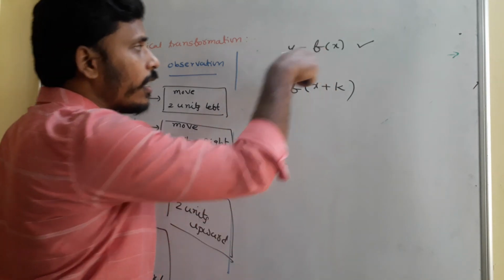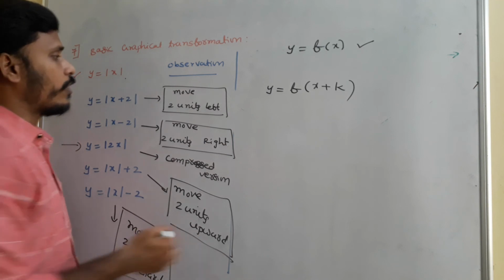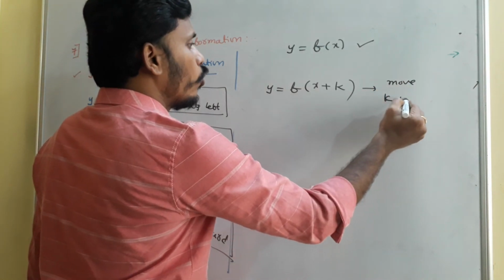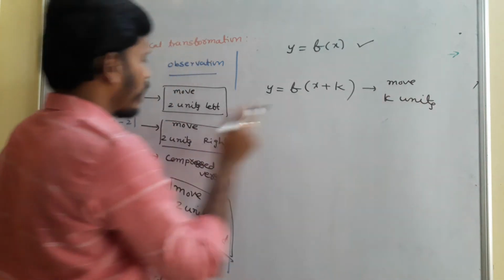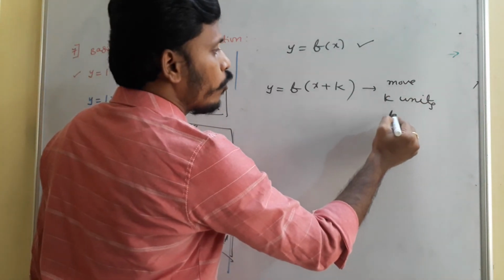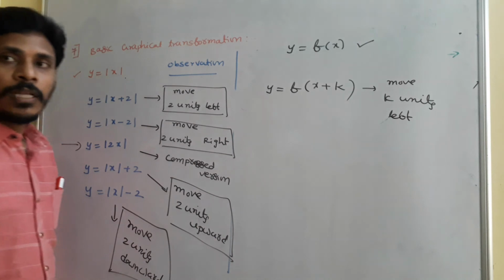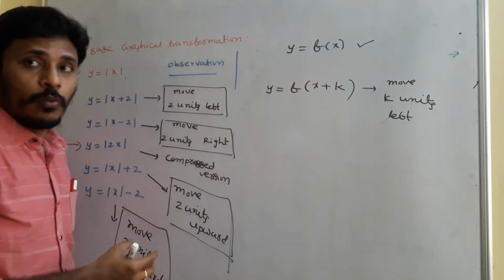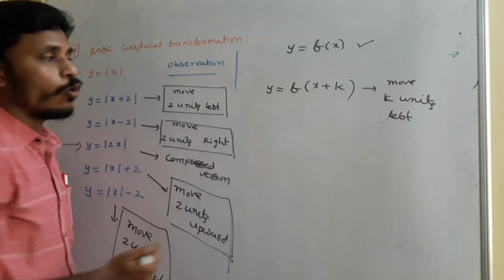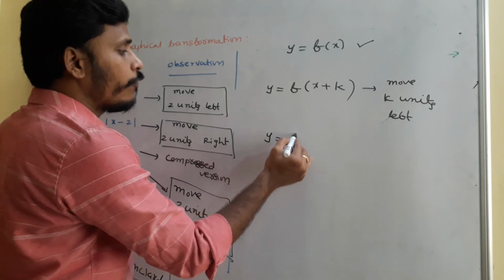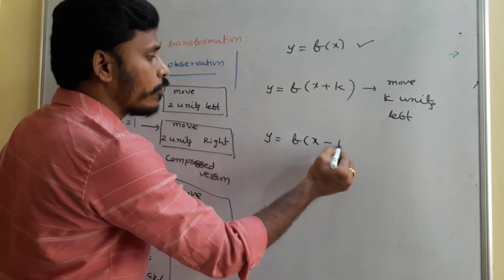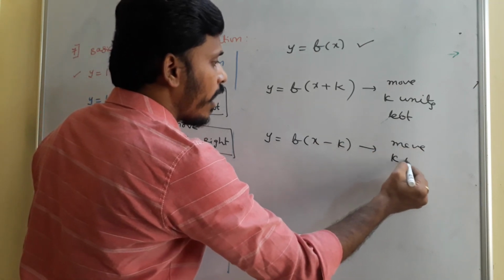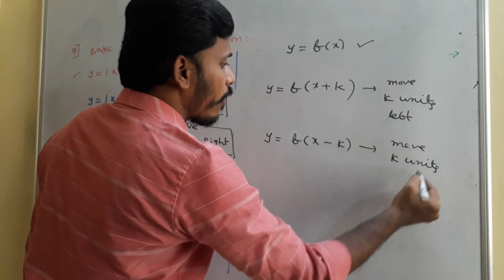So in the function I need to replace x with x plus k. So to get this, we need to move k units left. Take the graph of y is equal to f of x and move it k units leftward. You will get the graph for y is equal to f of x plus k. And if you need the graph of y is equal to f of x minus k, we need to move k units right.